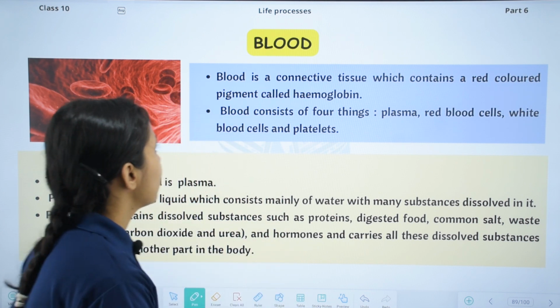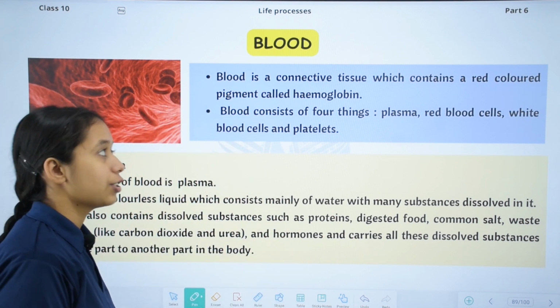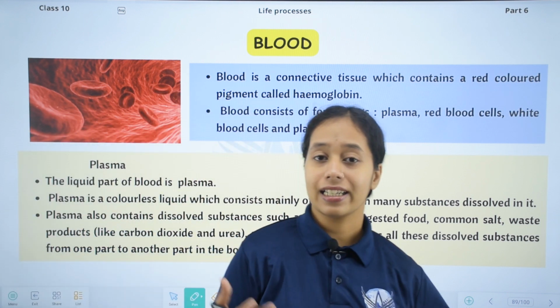Blood is a connective tissue. What is blood? It is a connective tissue.